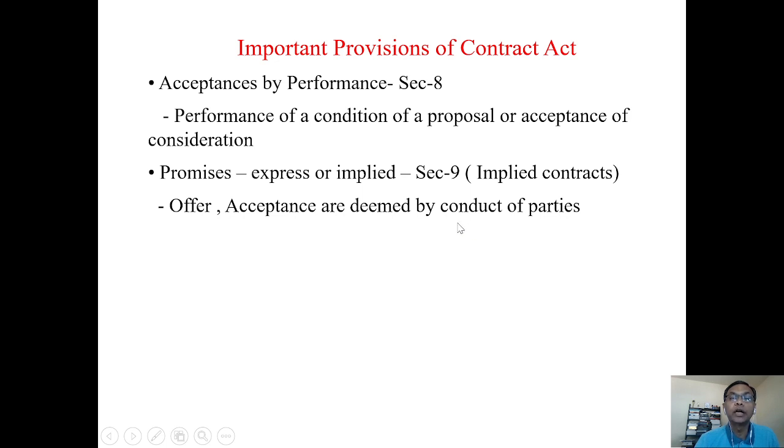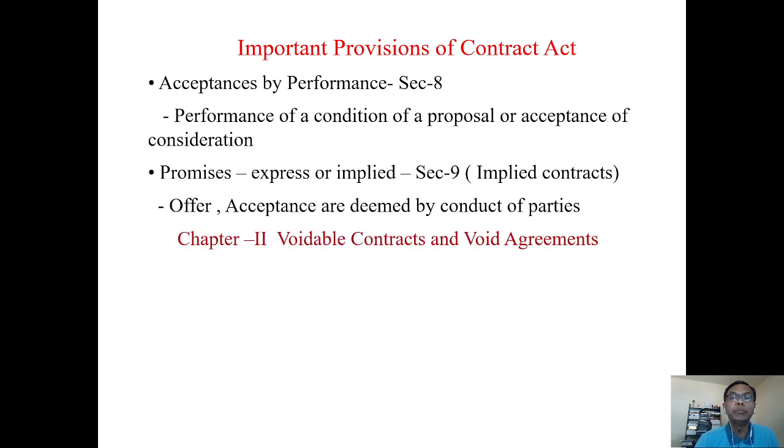The court or an arbitrator or a judge will infer whether there is an implied contract existing between the parties or not based on their conduct. Offer and acceptance are deemed by the conduct of the parties. Next, we will study one of the important topics. It is on voidable contracts and void agreements. We will see what are voidable and void.